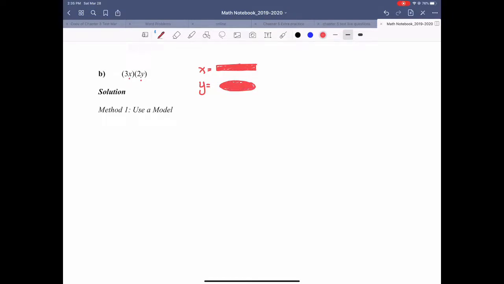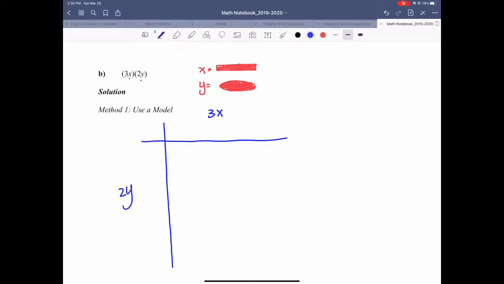Okay, that's a positive y. How about that? And then we basically do the same thing. Draw the chart. And then on top we put 3x, and then on the side you can put 2y, and here you put 3x too. But you can switch them around. It doesn't matter. So the order doesn't matter, okay?